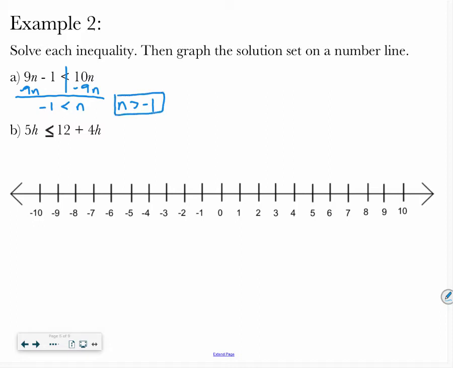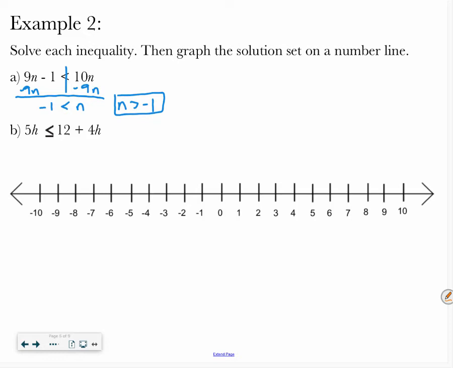And if I test that, if I choose a number greater than negative 1, so let's say I do a positive 1. So I have 9 times positive 1 minus 1 is less than 10 times the positive 1. So I have 9 minus 1, which is 8, is less than 10. Is that true? Yes. So I know that answer works out.